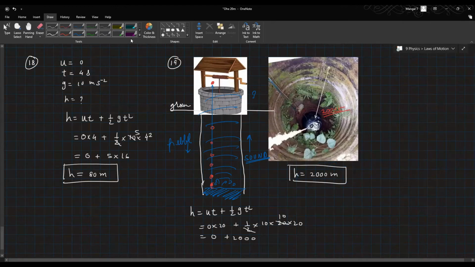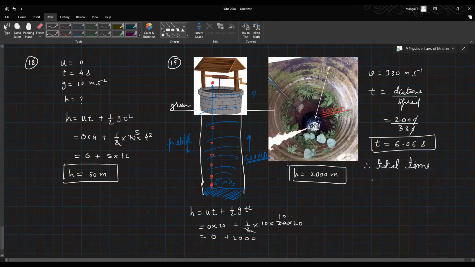How much time will the sound take? It depends upon how fast the sound travels. So the speed of the sound is given to be 330 meter per second. So time taken will be distance upon speed, 6.06 seconds. The total time, that means the pebble is released and the sound is heard, will be 20 plus 6.06, that is 26.06 seconds.